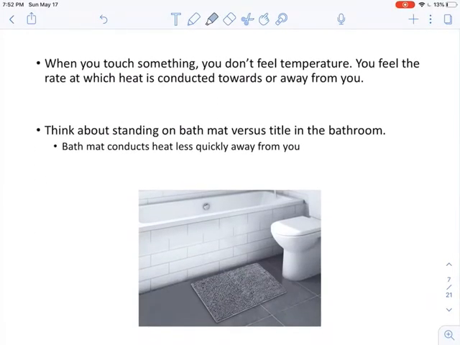So when we touch something, we don't actually feel the temperature. We feel the rate at which heat is conducted or transferred towards or away from you. So if we think about sitting on a bath mat versus the tile on the floor, if you get out of the shower and are cold, you're probably going to want to stand on the bath mat. And that is because the bath mat conducts heat less quickly away from you than would the tile.